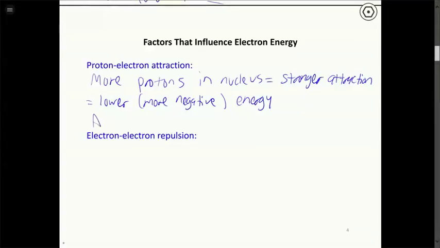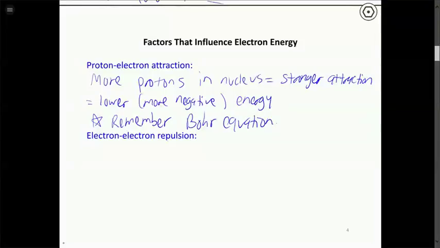And this we can see from the Bohr equation. Remember that in the Bohr equation, even though I don't know if your book even talks about this, and we don't really deal with it in the homework problems this week, you have that Z squared term, which says that the energy levels are also a function of how many protons are in the nucleus.